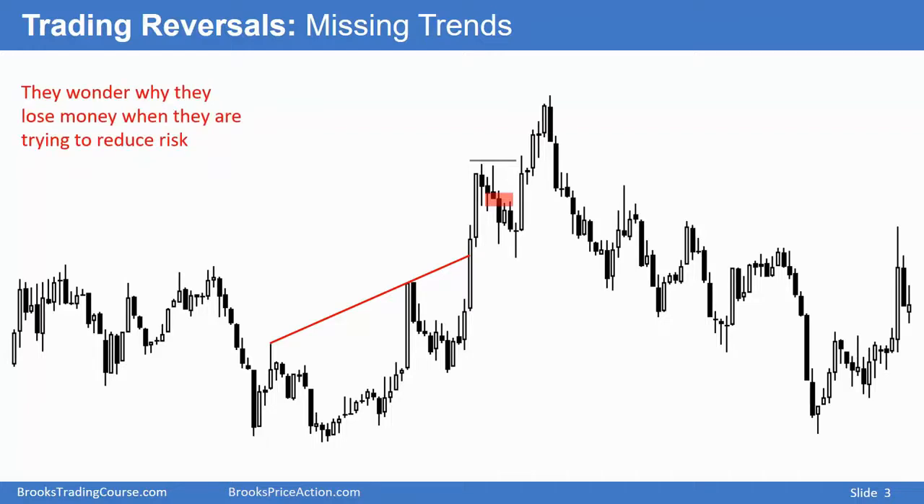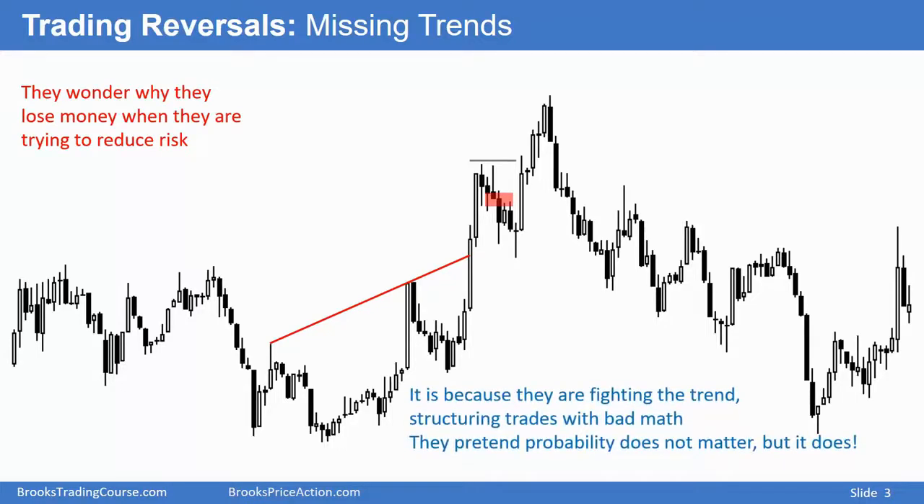A beginner is always wondering how he can possibly be losing money when he's working so hard to reduce risk. It's because he's fighting a trend, and structuring trades that have bad math, you're going to lose money. The beginner pretends that probability does not exist. He's going to take the trade because the risk is small and the reward is big.